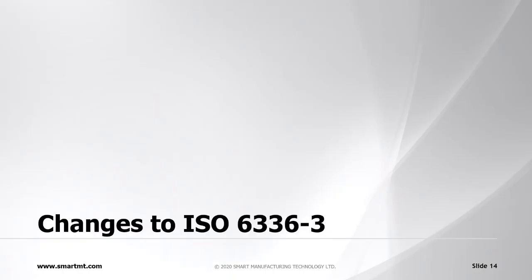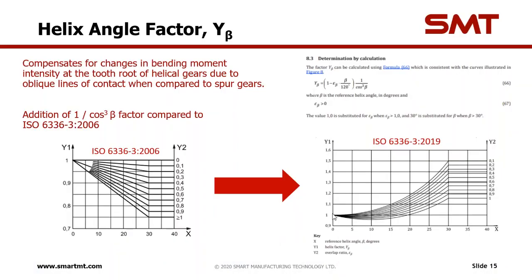Okay, so changes for section 3. Again, it's focused on two major areas, and this is helix angle factor and form factor. So to briefly explain what these two factors are, if you're not aware, helix angle factor is in there to compensate for the changes in bending moment intensity at the tooth root of helical gears due to the oblique lines of contact, and this is when compared to spur gears.